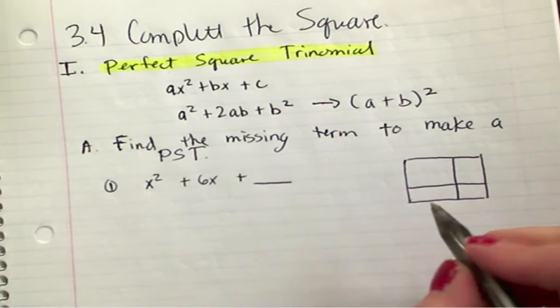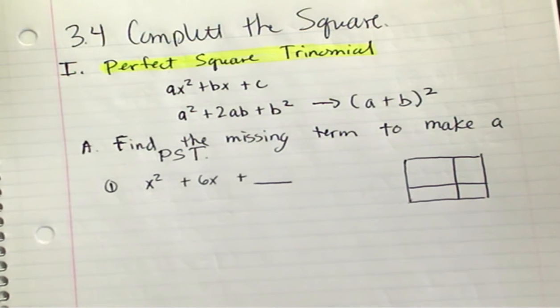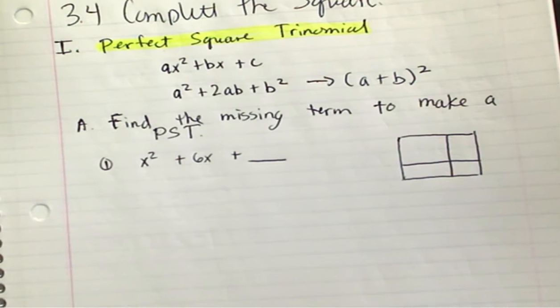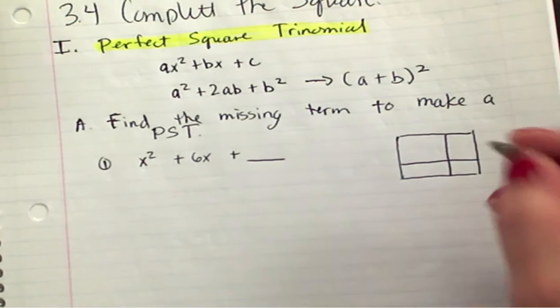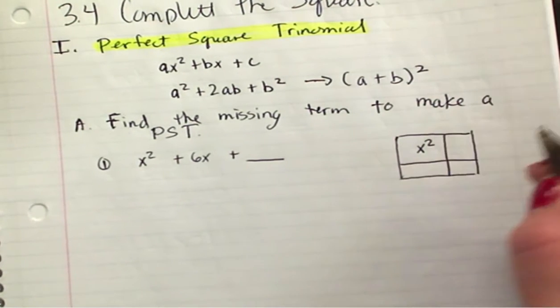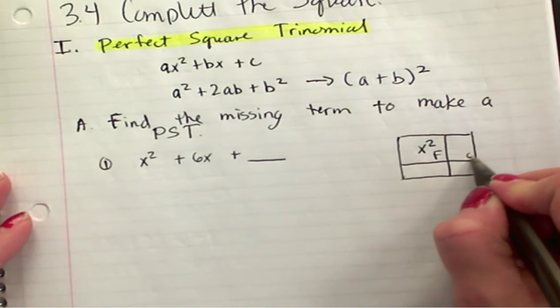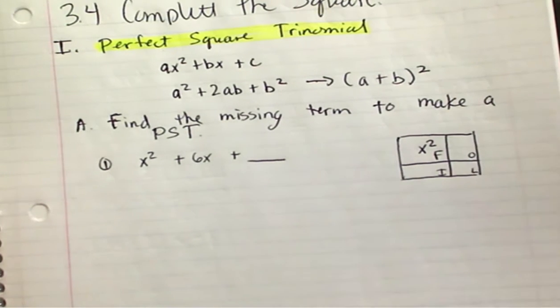Now this is to represent our foiling. Have any of you ever foiled with a box? Okay. Maybe. Has anybody done a Punnett square? Yeah. Okay, so that's what we're thinking of here. I'm going to fill in my box with my terms. I'm going to put my x squared here. Now, this is for first, outer, inner, last. It's just a graphic organizer for foiling, but it really helps us match up some of the vocab.